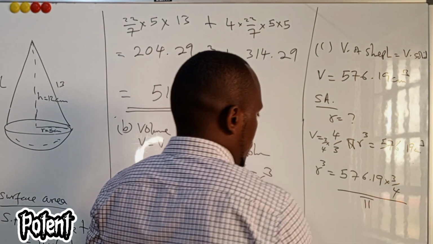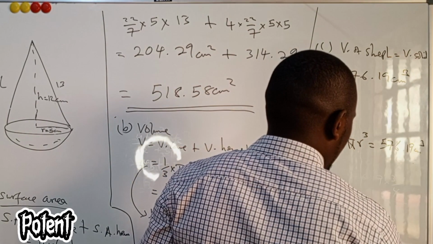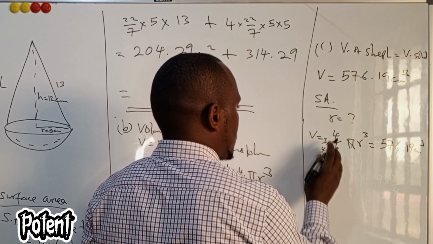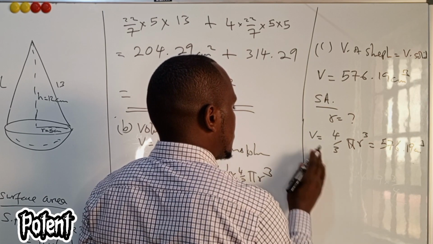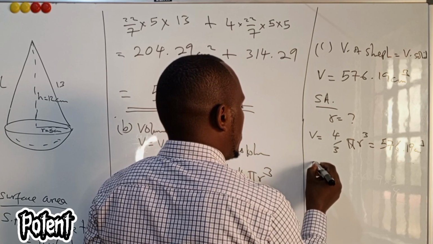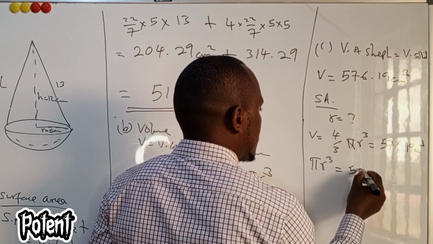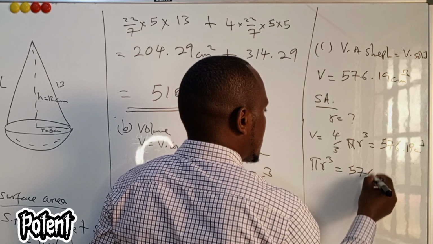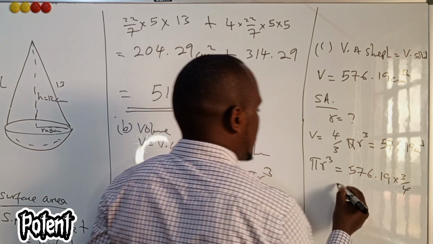Let me be slow on you. Let me be slow on the students. So you have 4/3 pi r cubed is equal to 576.19 times 3/4. First solve this.